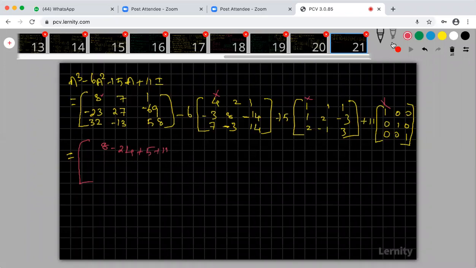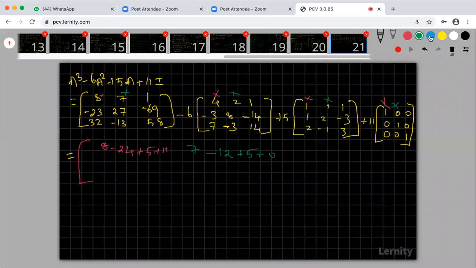Okay, come to the next one, second element. This is 7 here. Minus 6 into 2, minus 12. Okay, and 5 into 1, that is plus 5. This is 11 into 0, that is 0. What is the answer here? 7 plus 5, it is 12, minus 12, it is 0.